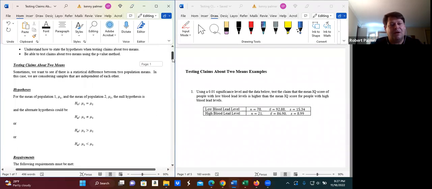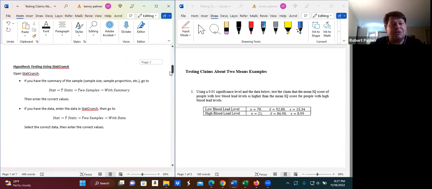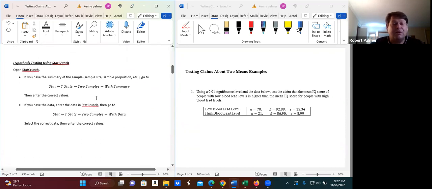So those are the requirements. Also, you'll notice I'm not showing the t-statistic we'll use, because it's very complicated. You're going to use StatCrunch to calculate this, and StatCrunch will do that calculation for us. In StatCrunch, this is very much like testing a mean for one sample. You go to the same place, so Stats and T Stats, then instead of one sample, go to two samples, and either with summary, if you have the sample means and standard deviations, or you can enter the data, or if you've already entered the data, you can use the data already in StatCrunch.